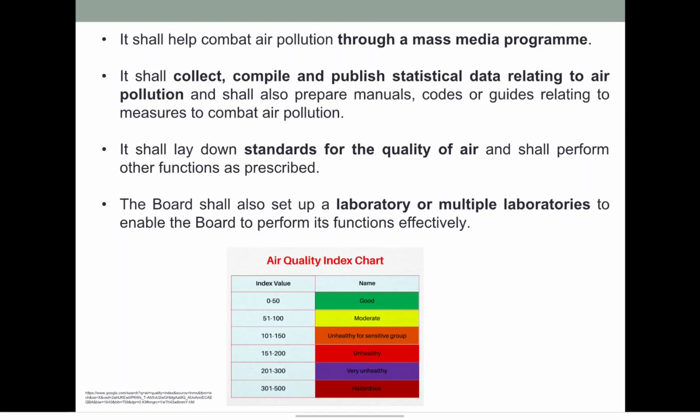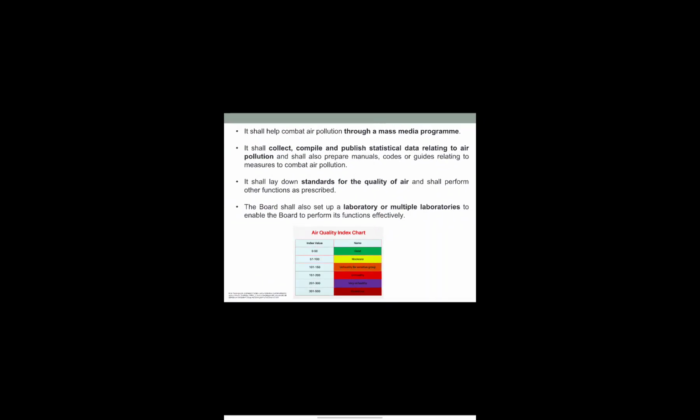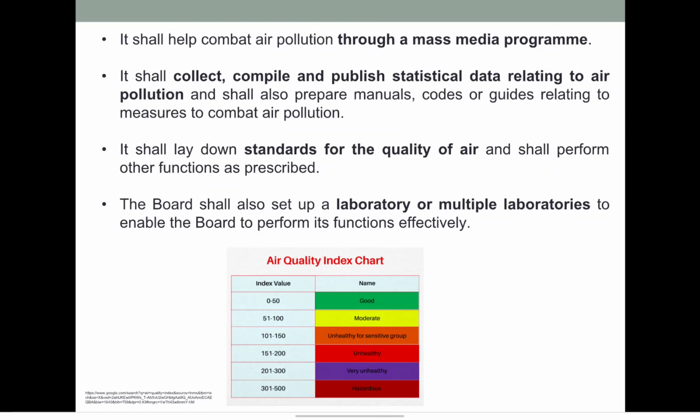Also, it lays down the standards for quality of air. Okay, so can you see this air quality index chart? You might have also seen this index in various areas in our city, where this is displayed. Okay, so index value 0 to 50 is considered as good, 51 to 100 is considered as moderate, 101 to 150 is unhealthy for sensitive groups, 151 to 200 again unhealthy, then there is very unhealthy and hazardous. We also have boards in various areas in our city where they also give the concentration of various pollutants present in the air, so the common people can also come to know about it.